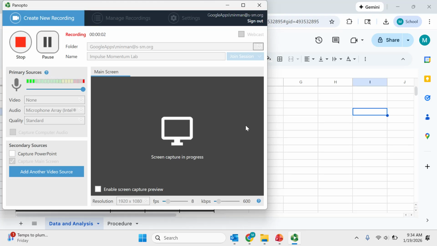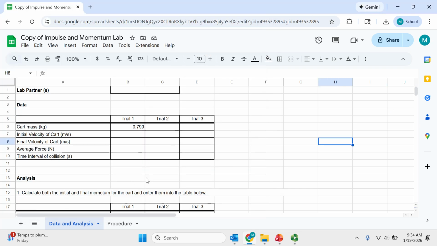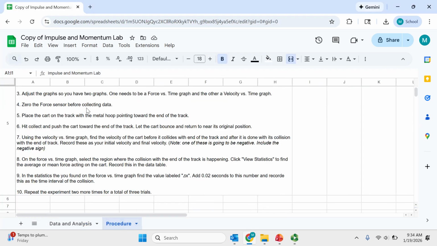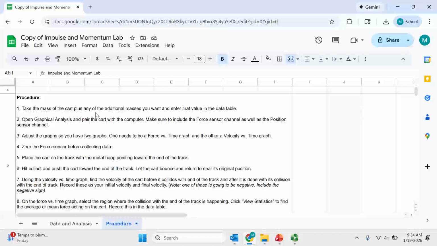So in this video I'm going to go through the impulse and momentum lab and how to collect the data for this lab. If we go to our lab handout, the very first thing it asks us to do in the procedure is to take the mass of the cart plus any other additional masses.